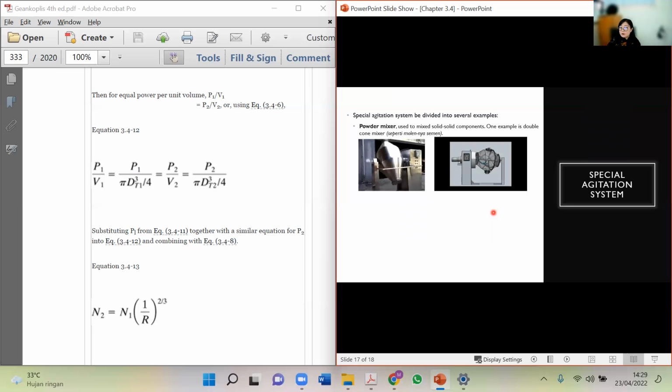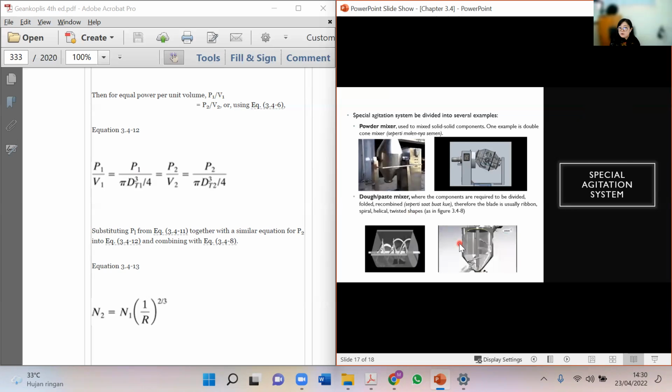Now the fourth one is the powder mixer. It is used to mix solid components. One example is the double cone mixer. You know how we mix cement, it looks like that. If we want to mix powder and powder, we use the double cone mixer. And then the last one is the paste mixer.